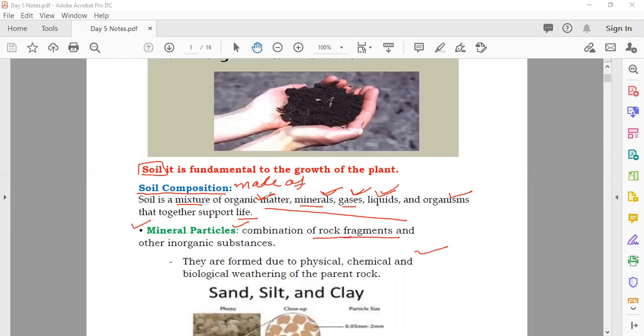So whenever you're talking about the composition of the soil, it means what the soil is made of. If in the exam they ask a short question, you can write: soil is a mixture of organic matter, minerals, gases, liquids, and organisms that together support life. Or instead of organisms, you can say microorganisms also.